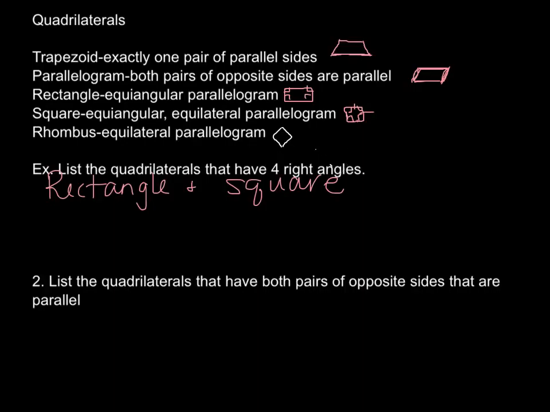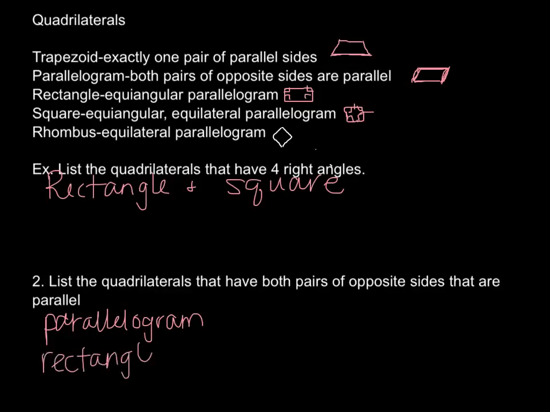Okay. Then let's go back to list the quadrilaterals that have both pairs of opposite sides that are parallel. So both opposite sides have to be parallel. We would have parallelogram, rectangle, both sides are parallel, sorry. A square. And we know a rhombus is called a parallelogram, so we know a rhombus is also the same. Also has both pairs of opposite sides parallel. Okay. I think that's all we've got for those.